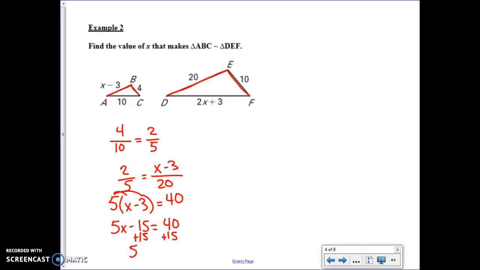So then 5x equals 55. Divide by 5. So I get x equals 11. And that's all it asks you to do, is find the value of x. So we're done after that.